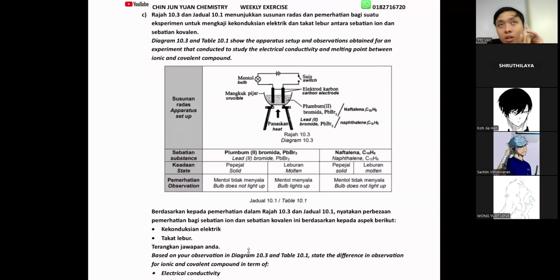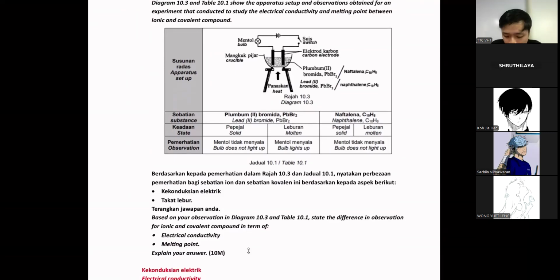Number 1 is solubility in water. This one I have to know. In Malay it's called keterlarutan dalam air. Which one dissolves in water, which one dissolves in organic solvent. In Malay it's called pelarut organik. Number 2 is electrical conductivity, for ionic and covalent. Number 3, melting point, boiling point, high or low. Takat lebur, takat didih, lebih rendah atau tinggi. So you got 3 points.